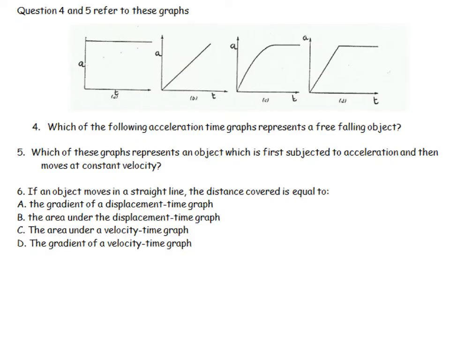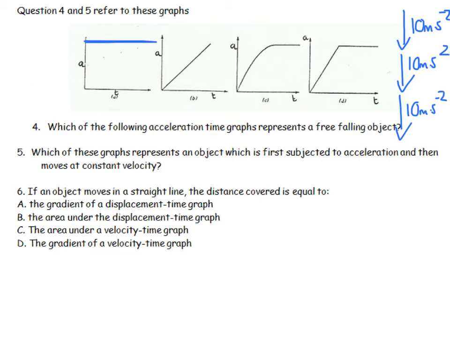Which of the following acceleration time graphs refers to a free-falling object? When an object is in free fall, and we're not talking about terminal velocity and we're not worrying about air resistance, generally any object that is in free fall will be free falling at 10 meters per second squared, no matter what. So the minute it's in free fall, the acceleration doesn't change, it stays the same.